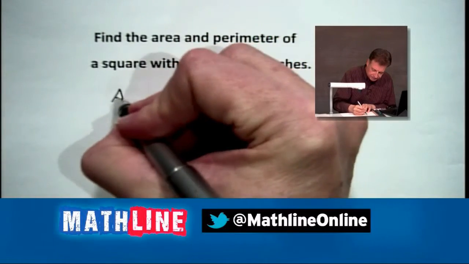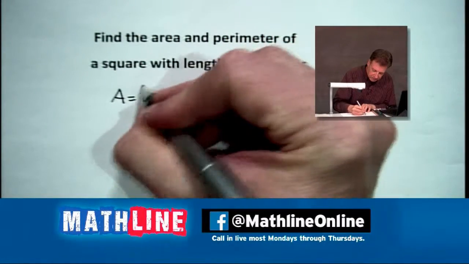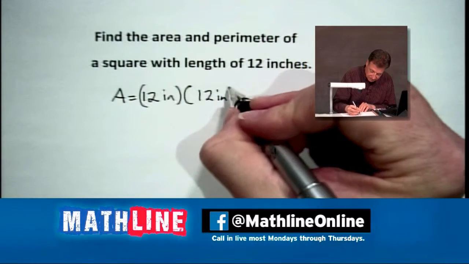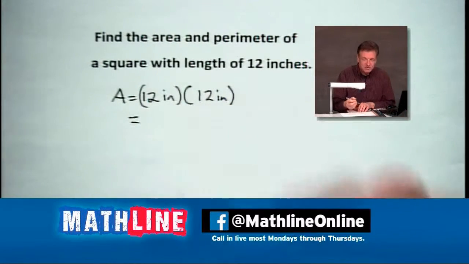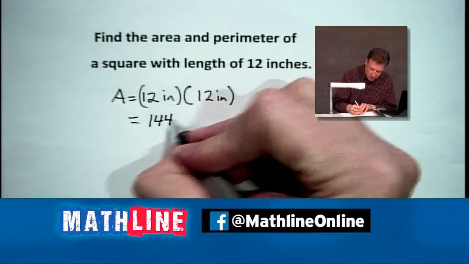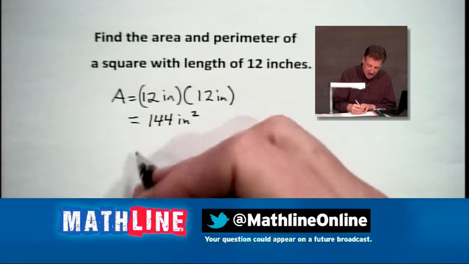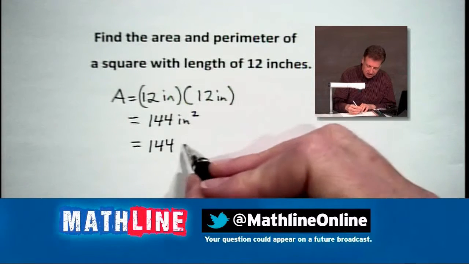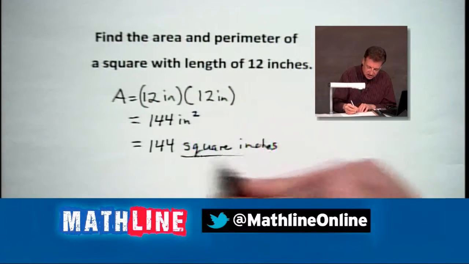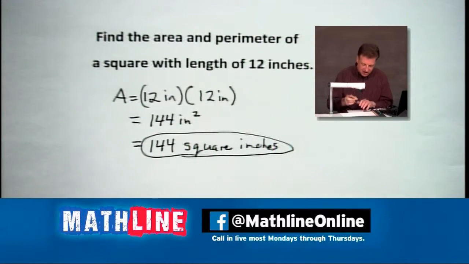So area, we're going to take, and this time it's inches, so let's do it. 12 inches times another 12 inches. And that's going to give us 12 times 12. You got that? Everybody knows 12 times 12, right? I hope you do. 144, and it's going to be square inches. Inches times inches gives us square inches. Now, in nice English terms here, square inches. 144, there you go. That's where we are. That was easy. That's area.